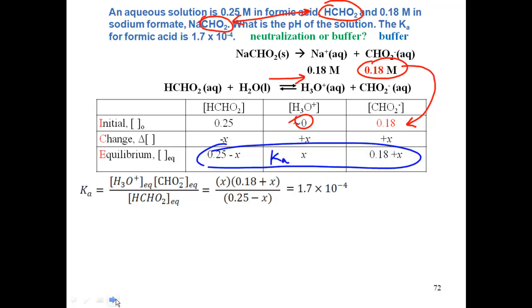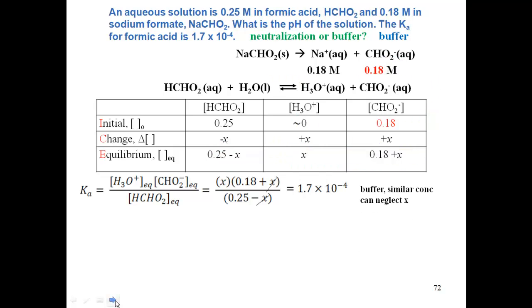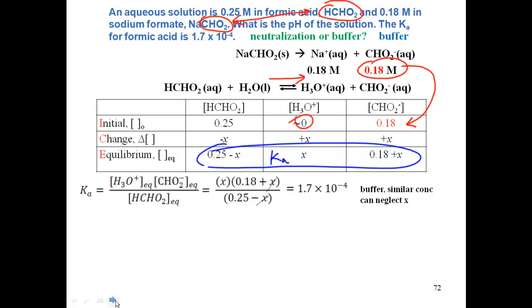Now, I have some arithmetic to do here, or I can avoid the arithmetic. Okay, what we're going to do is basically if we know that this is a buffer system, okay, and we know that we got similar concentrations, meaning similar to within 1 power of 10 difference, then we can get rid of the plus X, minus X. Okay, I know it's a buffer, and I have similar concentrations, then I will neglect X. Similar concentrations meaning within 1 power of 10 difference. So as long as I'm talking about close to the same power of 10, then I know I can get rid of it and move on.